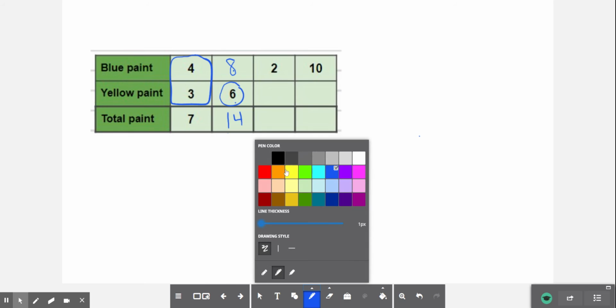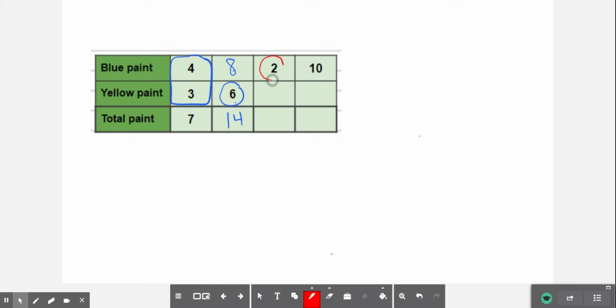So now we look at the 2, and since 2 is a blue paint number, we look at the blue paint. We could either go from 4 or from 8, and I think it's easier to go 4 to 2. You could choose either. So you think, how do we multiply or divide to get from 4 to 2? And it's either multiply by half or divide by 2. So since 4 divided by 2 is 2, you do the same thing to the 3, since we're using this first ratio. So we would do 3 divided by 2.